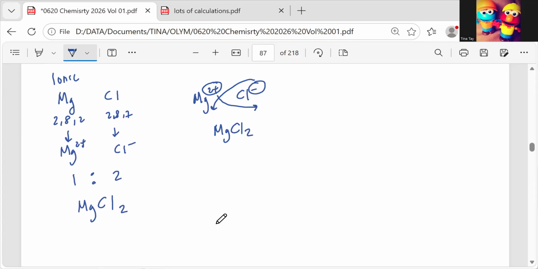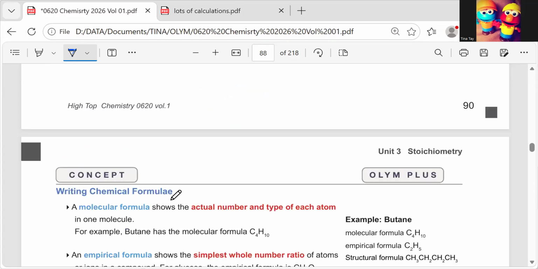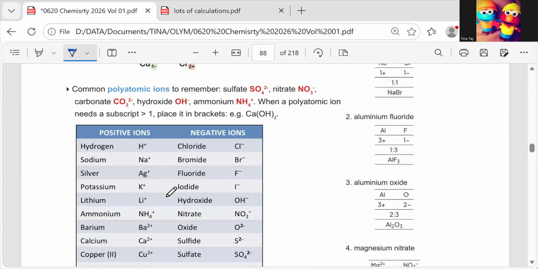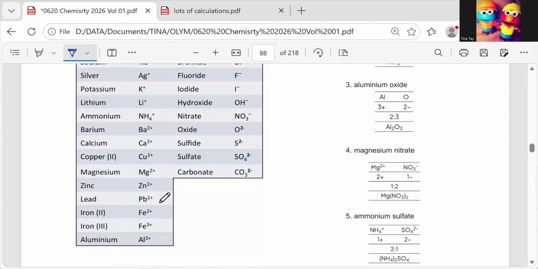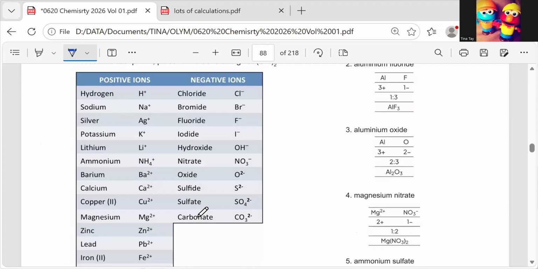Have you learned this in school before? That's all. But what you need to know now is you need to remember all the positive ions. So it's quite a long list. I'm going to teach you an easier way. These are everything that is available. I want to teach you a slightly easier way to remember some of it.